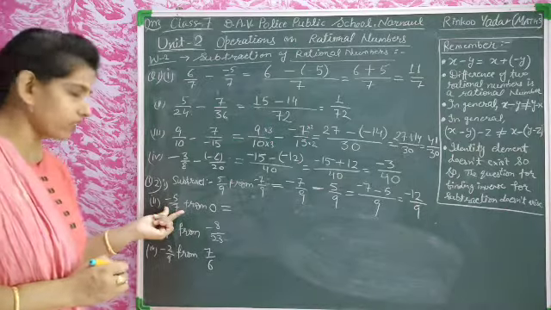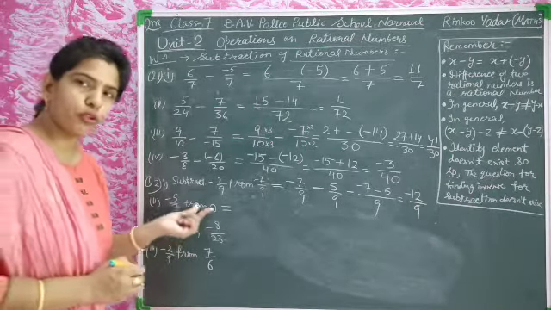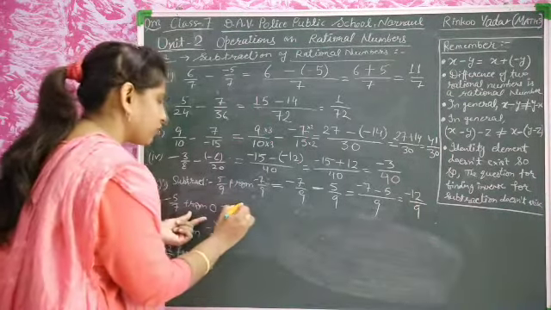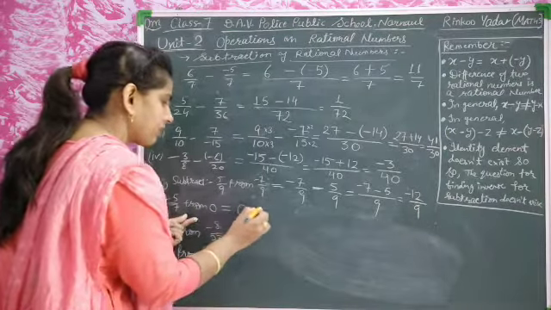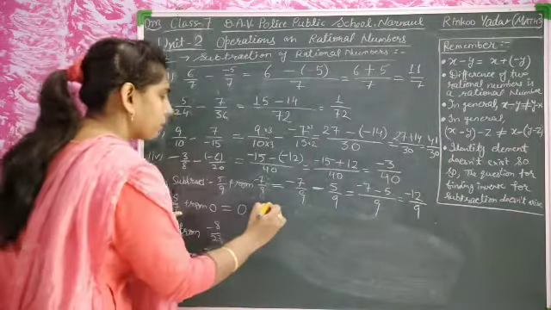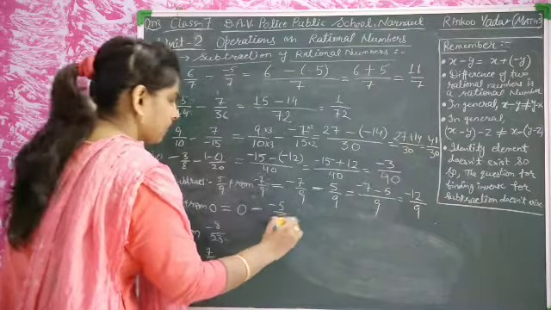Subtract minus 5 by 7 from 0. From 0 means we are taking 0 first, and then subtracting minus 5 by 7 from it.